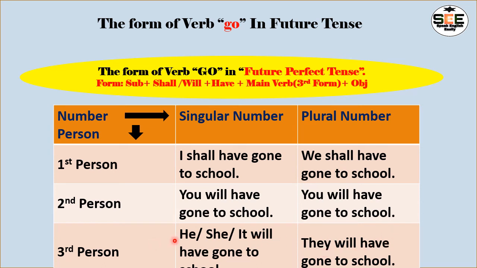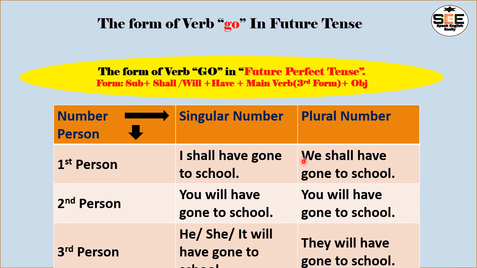Here he, she, it is the subject and will is the helping verb of future tense, and have is the helping verb, and gone is the main verb, go's past participle form, and school is the object. And here also the same thing: there is the subject and will is the indicator of future tense, and have is the helping verb, and gone is the main verb, go's past participle form, and the school is the object.